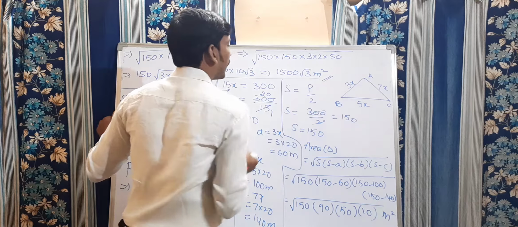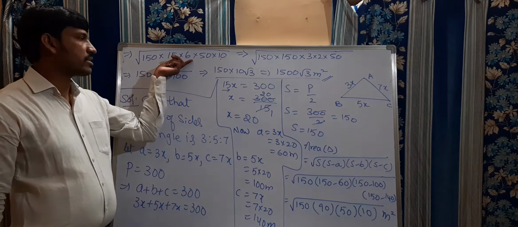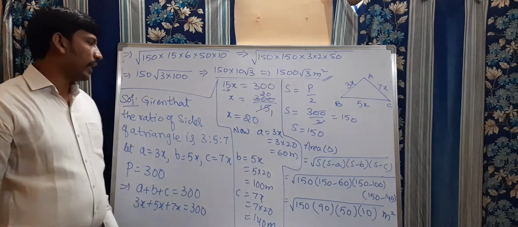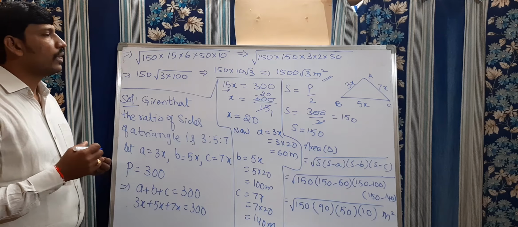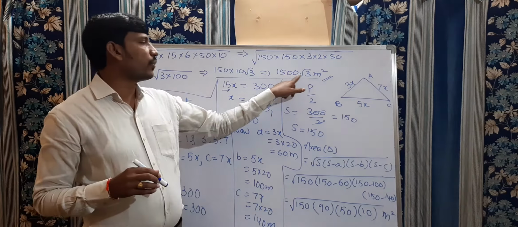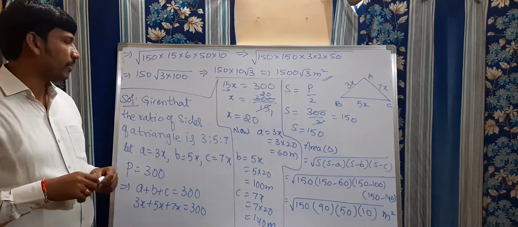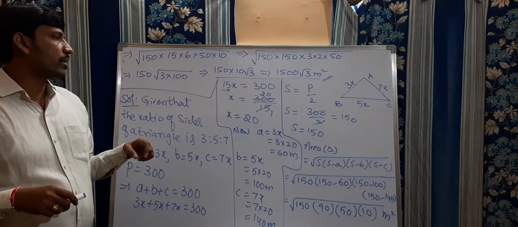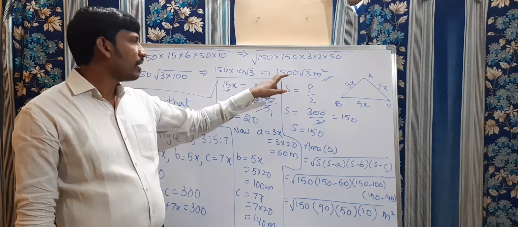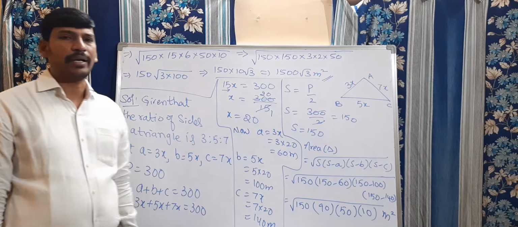That is your answer. Please write down first this step, next one this one, third, fourth, fifth. Clear? So therefore the area of triangle ABC is equal to 1500 root 3 meter square, or square meters. Clear, my dears? Please write down the therefore statement. Therefore, area of triangle ABC is equal to 1500 root 3 meter square. This is clear, my dears?